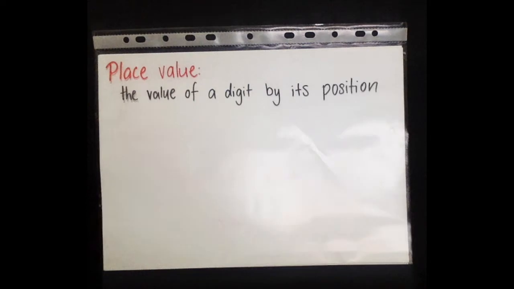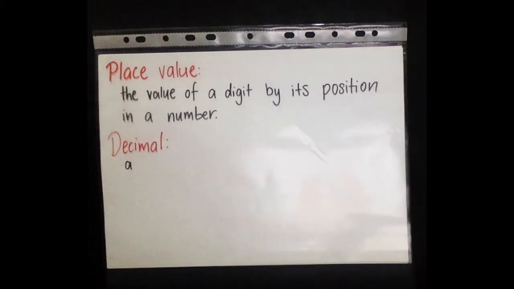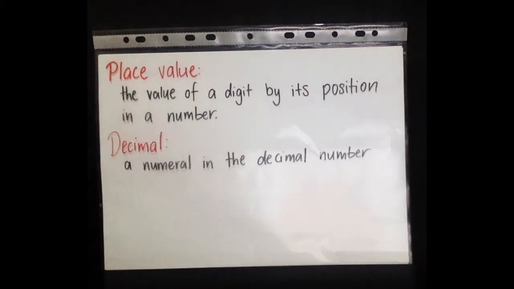The Australian Curriculum Glossary defines place value as the value of a digit by its position in a number relative to its units place. Place value is first encountered in Stage 1 of the mathematics syllabus. A decimal is a numeral in the decimal number system.